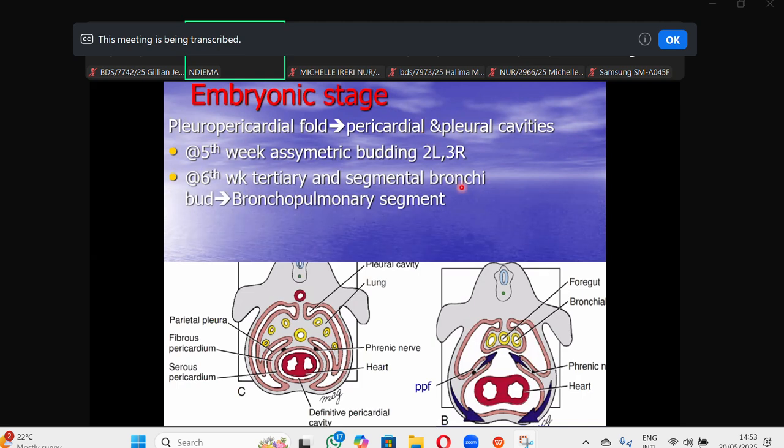At the 6th week, we have further divisions of the buds on the left and the right to form the tertiary and segmental bronchi. And this forms by the 6th week what we call bronchopulmonary segments. And these bronchopulmonary segments are 10 on the right lung and 10 on the left lung.